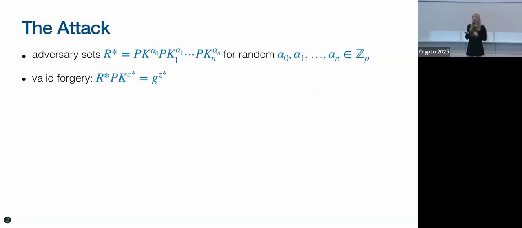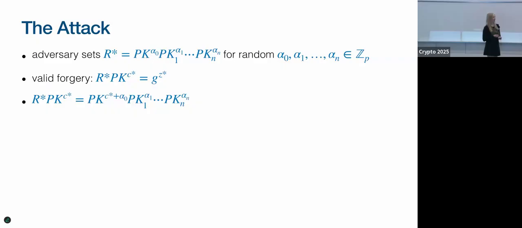We'll recall that a valid forgery has to satisfy Schnorr verification, so we know that R star times PK to the c star equals g to the z star. So if we add this to the equation above, we get the following equation, which looks basically the same, except PK has this additional c star term.